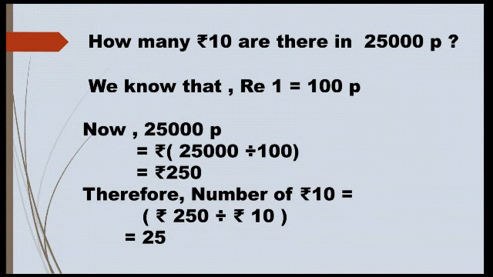So we know that 1 rupee equals 100 paise. Now 25,000 paise is equal to rupees 25,000 divided by 100, means we have to convert it into rupees. So 250 rupees is there. Now for the number of 10 rupees, that means how many 10 rupees are there, we have to divide it by 10. Then we will get the answer, that is 25.